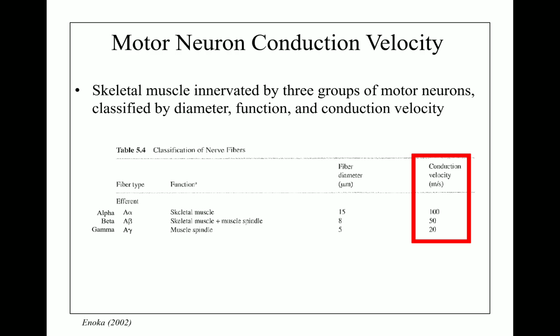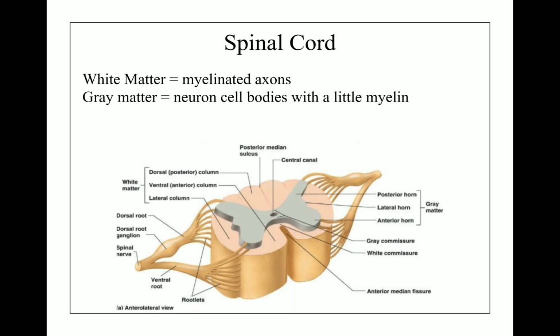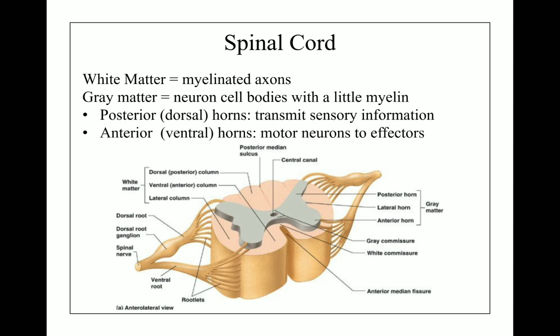Okay, so we'll go over this in a couple of different ways, but you have white matter and gray matter. What I really want to go over is the posterior and anterior horns. So posterior is in the back, and dorsal I should say. Think about the dorsal fin on a shark, easiest way to think about it.